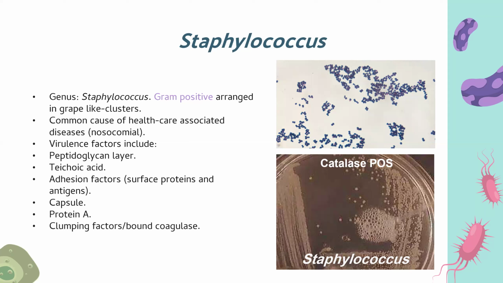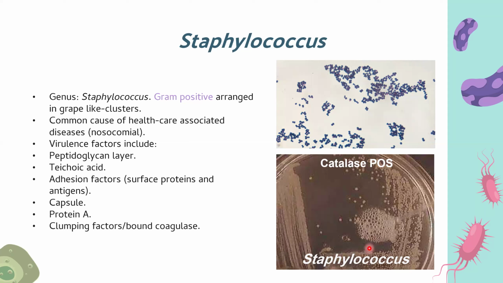Lastly, we have clumping factors, and this is fibronectin binding adhesion that attaches to blood clots, and it essentially traumatizes tissue that causes it to just coagulate immediately. And that brings me to the second test that you're supposed to do. Now that I know that I have a Staphylococcus species, the test that I can use in order to be able to actually determine which species within the Staphylococcus genus I have is called a coagulase test.